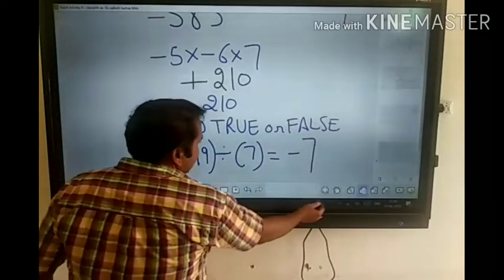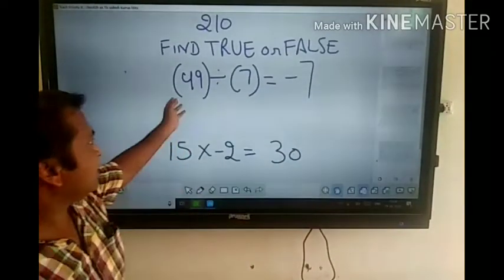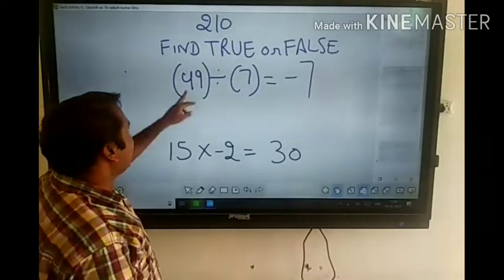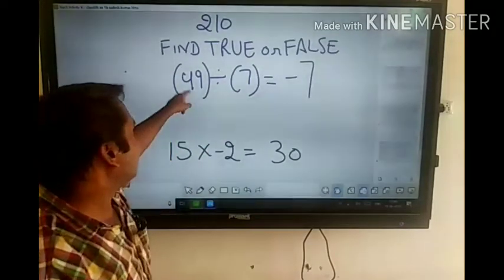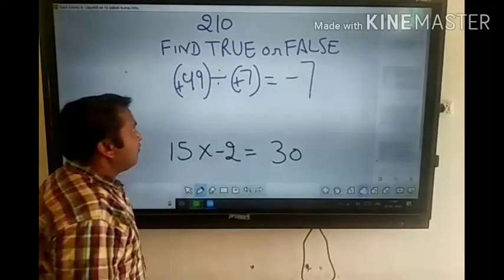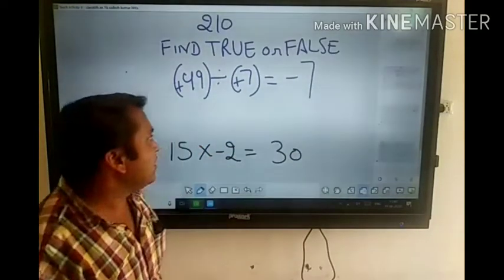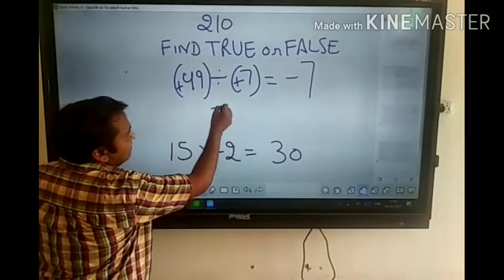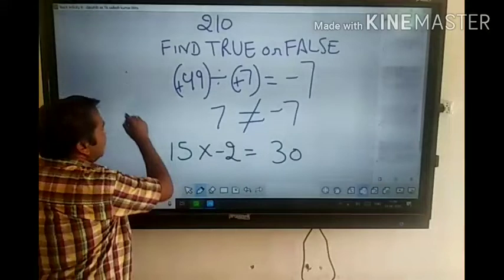Okay. Now we have to decide whether the given statement is true or false. Here you will see 49 is divided by 7. When we divide 49 by 7, this is positive, this is positive and this is also positive. So when positive, there is no symbol there. So why is the answer negative? So it is false, because the actual answer of 49 divided by 7 is 7, and it is not equal to minus 7. Therefore, it is false.